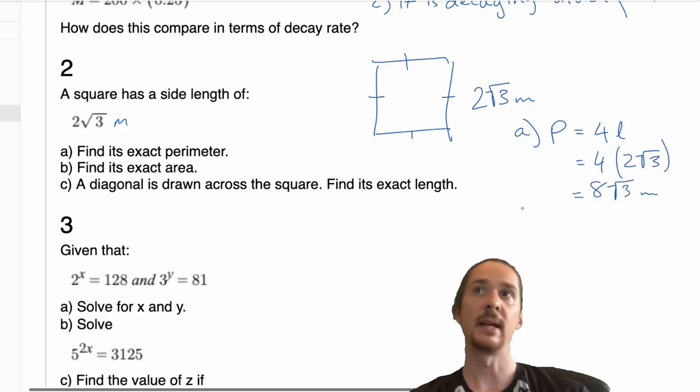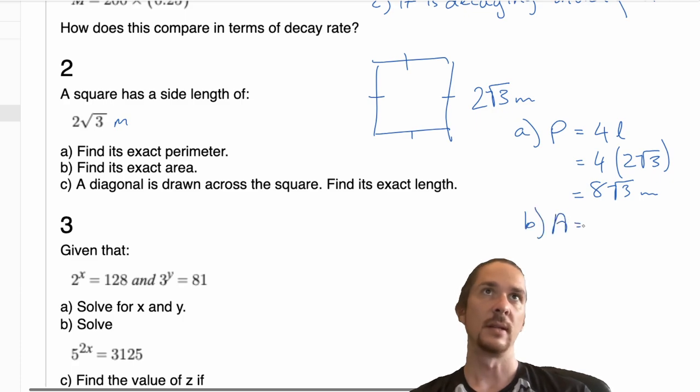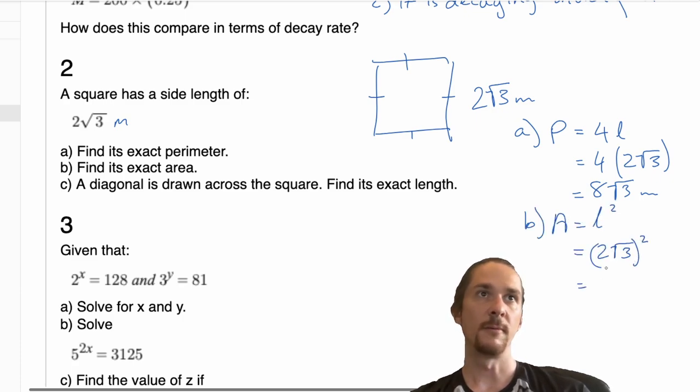Find its exact area. Area is the side length squared. So that's 2 root 3 squared, which is going to be 4, that's the 2 squared, times 3, which is root 3 squared. In other words, 12 meters squared.